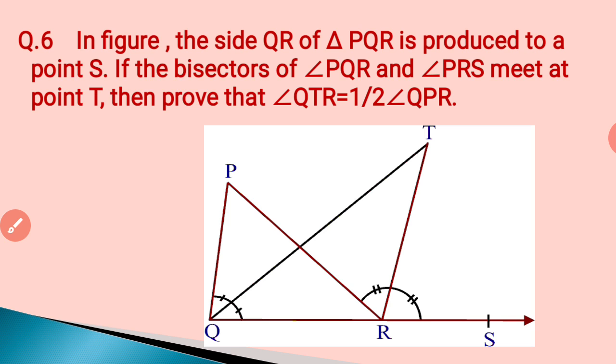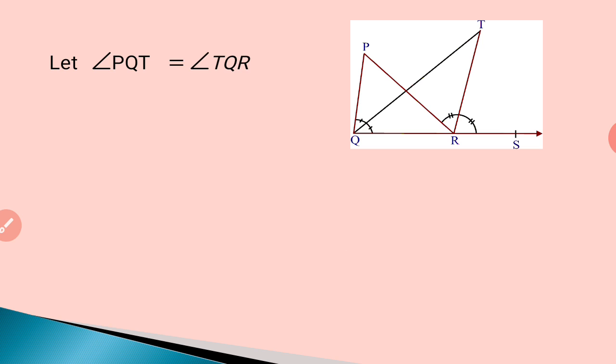So I read the second part of the question once again. If the bisectors of angle PQR and angle PRS meet at the point T, then prove that angle QTR is equal to half of angle QPR. So let's proceed with the solution. Here we have the figure once again.